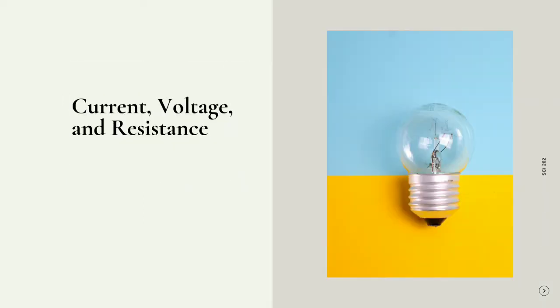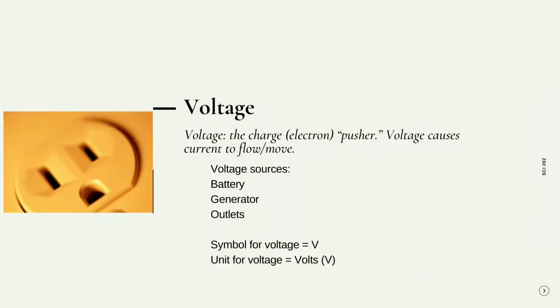Current, voltage, and resistance. Voltage is the charge pusher. It causes current to flow or move. Voltage sources are battery, generator, and outlets. Symbol for voltage is capital letter V and the unit for voltage is volts.